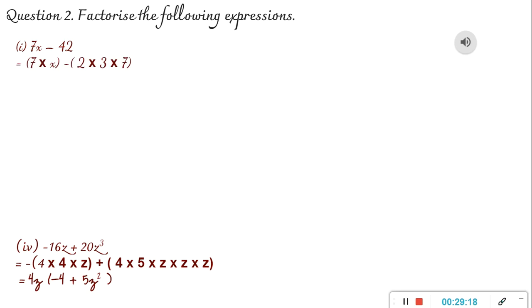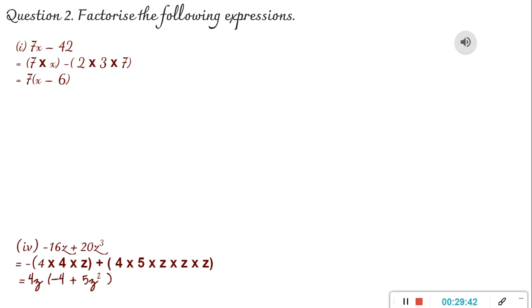Now we can find the common factor of both. What is common here? 7 is common. So that we can take out. So what is left inside? x and minus 6. So what is the factor? 7 and x minus 6. So 7 into x minus 6 is the factor form of 7x minus 42.